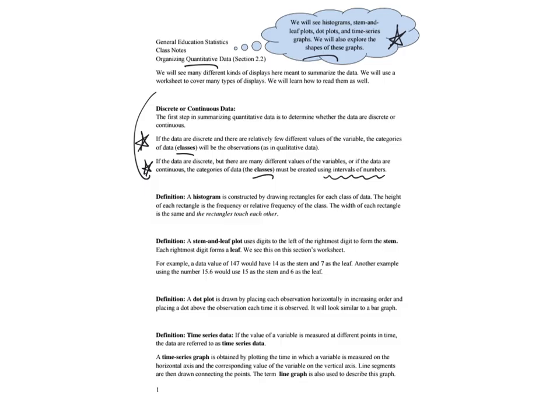Now, again, we'll see both of those showing up in our examples, so we don't really need to belabor the point here. A histogram, it tells us, is constructed by drawing rectangles for each class of data. The height of each rectangle is the frequency or relative frequency, possibly, of the class. The width of each rectangle is going to be the same, and that's kind of like a bar graph, but you'll remember that a bar graph back from 2.1 was drawn so that the bars didn't touch each other. Here on a histogram, the rectangles will touch each other.